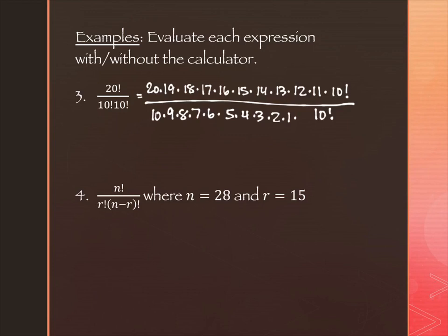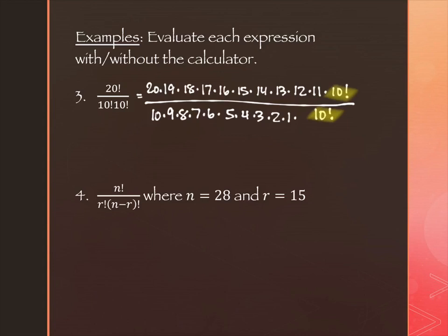What do we think so far? Okay, just as we did on the last one, the 10 factorials are gone. Now you have a couple options. Option number one, you can grab your calculator and multiply everything on top, and then multiply everything on bottom, and then do the division, and you will always come out with a whole number. So you can do that.